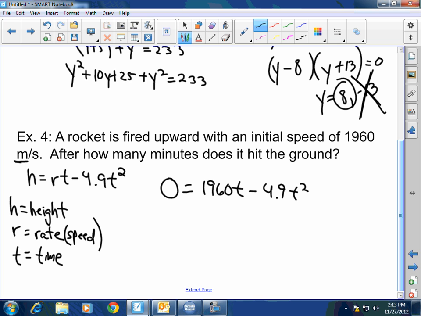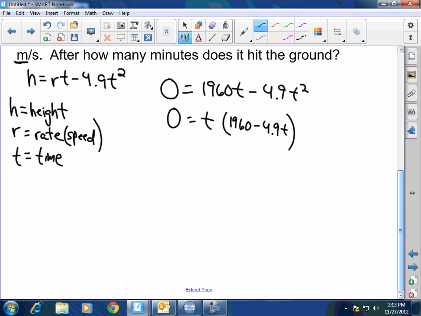Actually, okay, yeah, let's do it the right way. 0 will equal t times 1,960 minus 4.9t. Actually, yeah, you don't have to factor this. You can do this. t will be equal to 0, and then 1,960 minus 4.9t will equal 0. So negative 4.9t equals negative 1960, divided by negative 4.9.